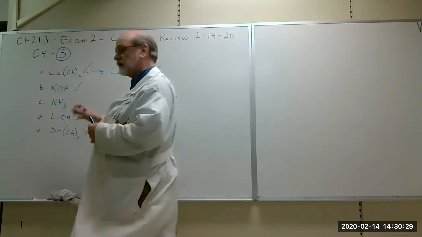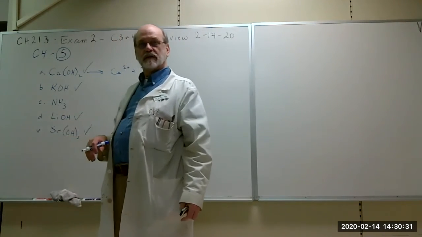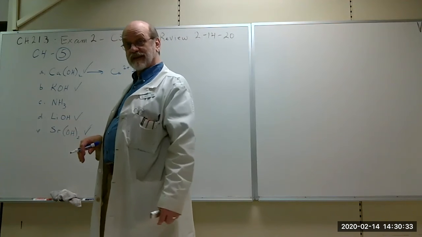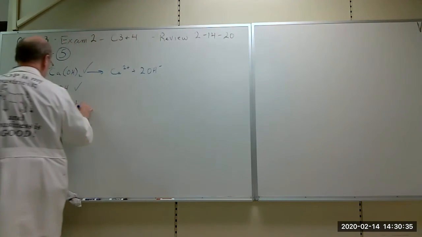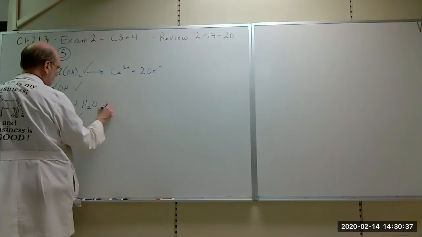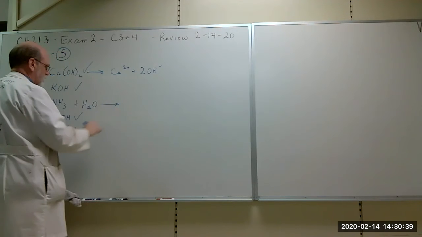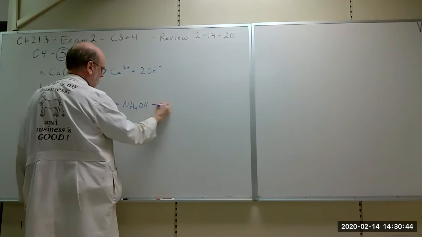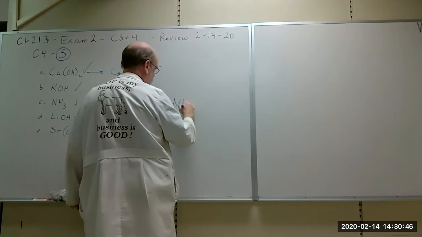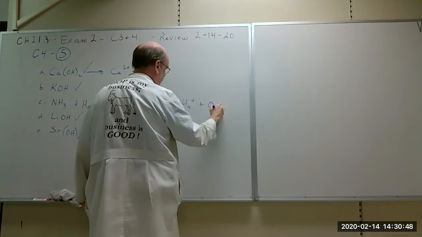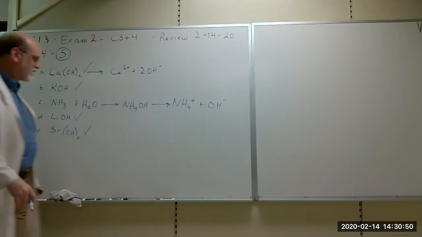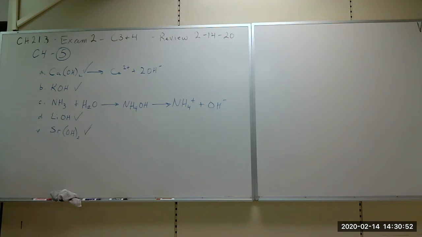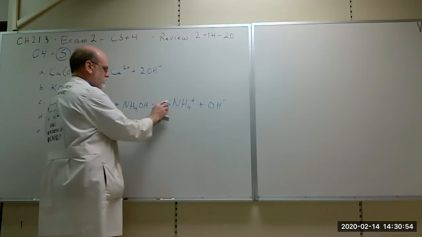But notice that ammonia doesn't have an OH in it. Right? So how do you get an OH out of that? When you put it in solution, it reacts with water and makes, then it dissociates. But the thing about it is, now I'm going to use a double arrow here just to make a point.